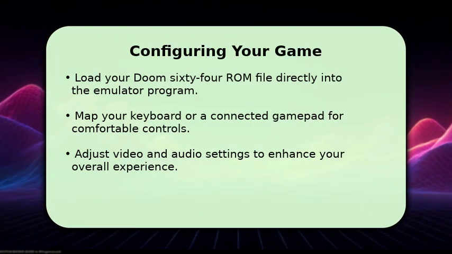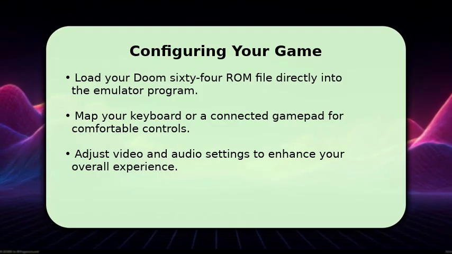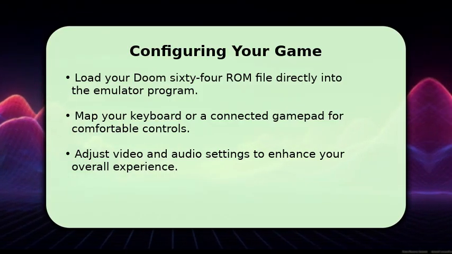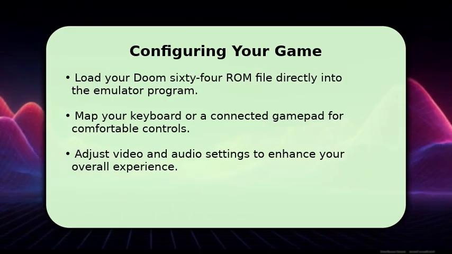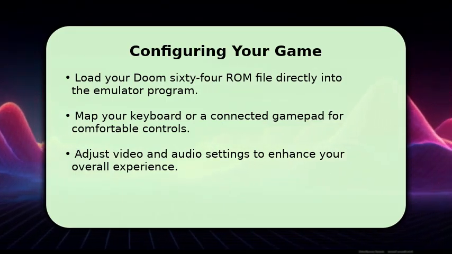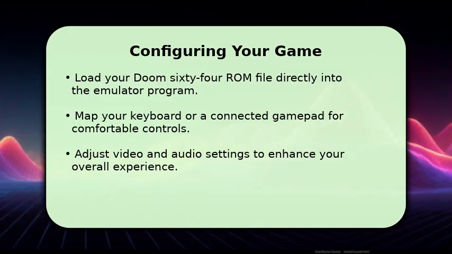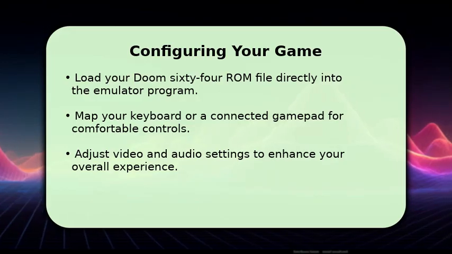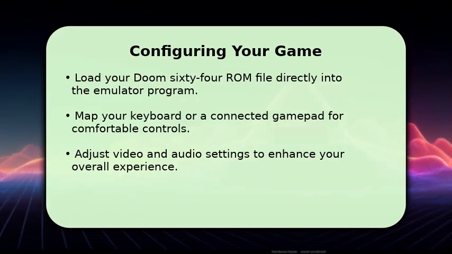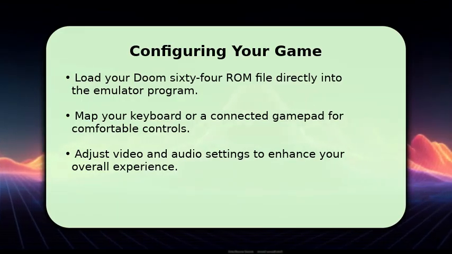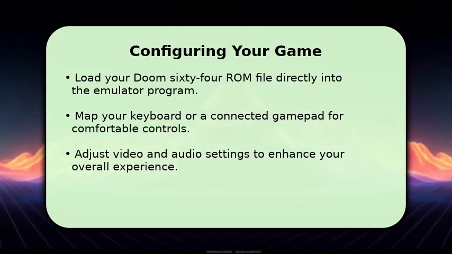Once you have your emulator, the next step is configuration. Simply open the emulator and load your Doom 64 ROM file. Most emulators have a clear file or open ROM option. Then, it's vital to set up your controls. You can map keyboard keys or connect a gamepad for an authentic feel. Don't forget to explore the video and audio settings. You can often improve graphics and sound quality significantly for a more immersive game.